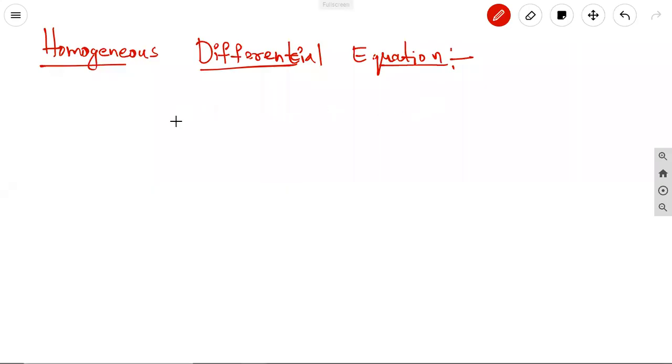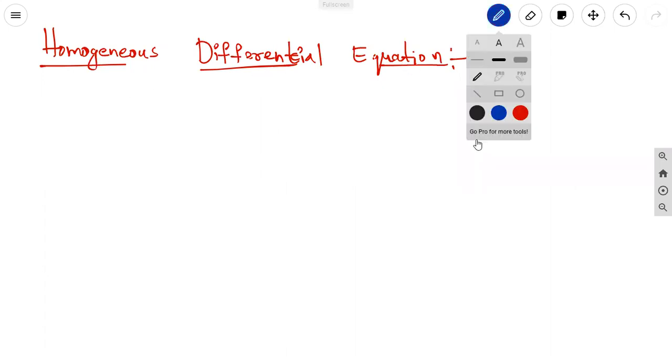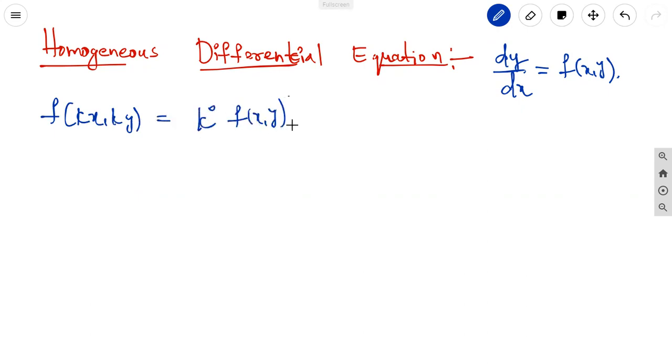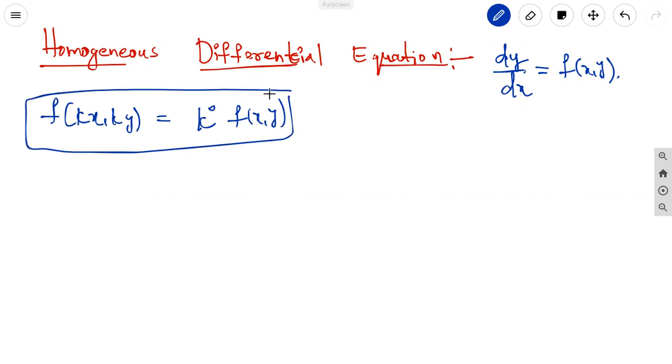Now we are going to discuss the homogeneous differential equation. The homogeneous differential equation can be expressed in the general form dy by dx is equal to f of x comma y. First, we can check whether it is homogeneous or not. For that, we take f of kx comma ky is equal to k power 0 into f of x comma y. This is the condition of the homogeneous.